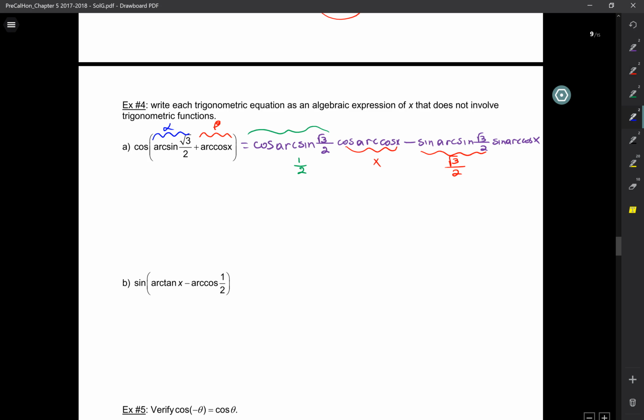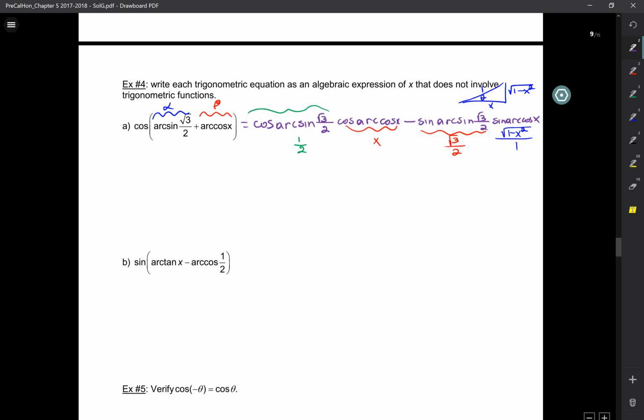Here, I got to draw a triangle. This is the reason why we did it on the homework in chapter 4. It was on a test in chapter 4. So I have an angle, theta, the cosine of which is x over 1. So the opposite side is how much? The square root of 1 minus x squared. Okay? So the sine there is the square root of 1 minus x squared all over 1.